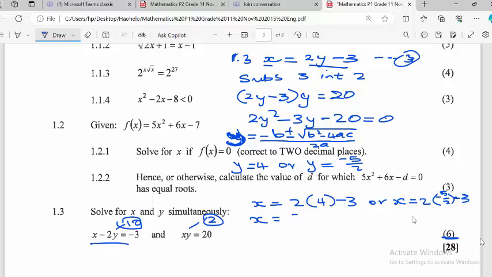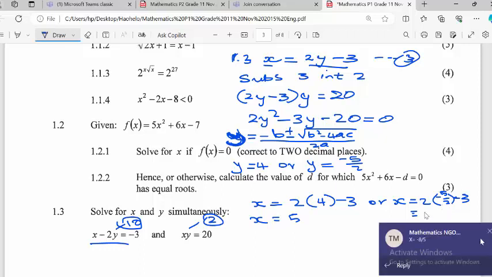And for this one, we'll have 2 times negative 5, which is negative 10, divided by 2, so negative 5, and negative 5 and negative 3 should give us negative 8. So negative 8 over 5. Oh, then done.